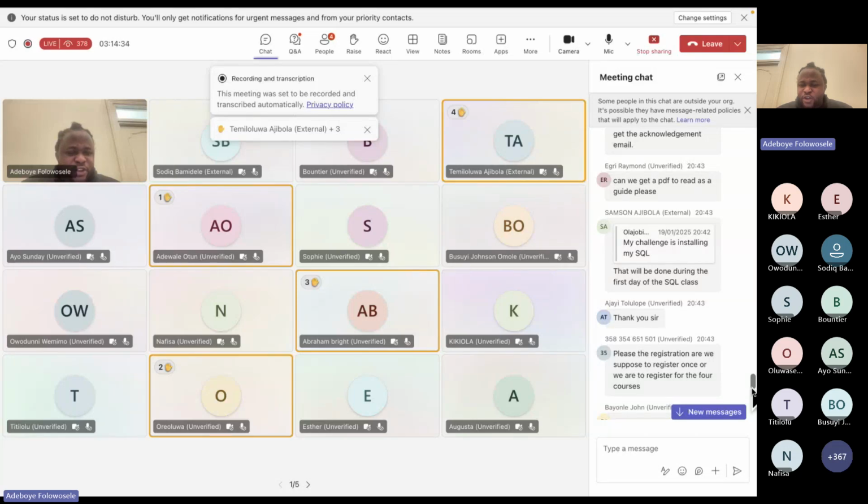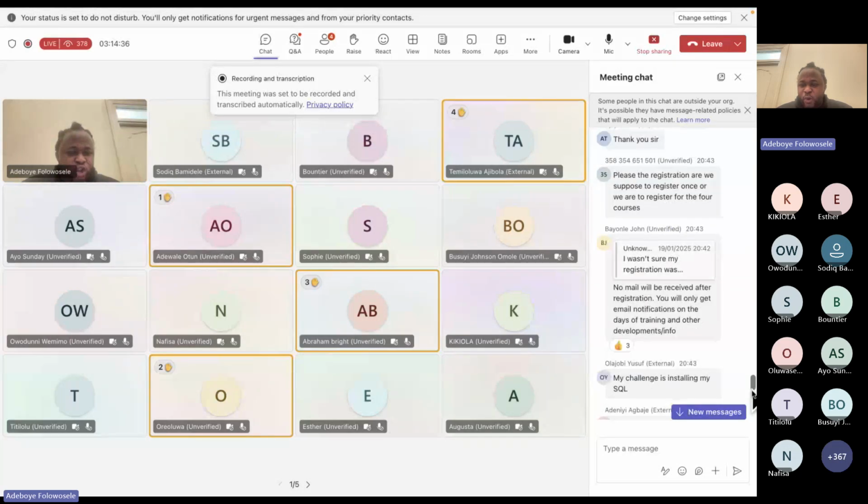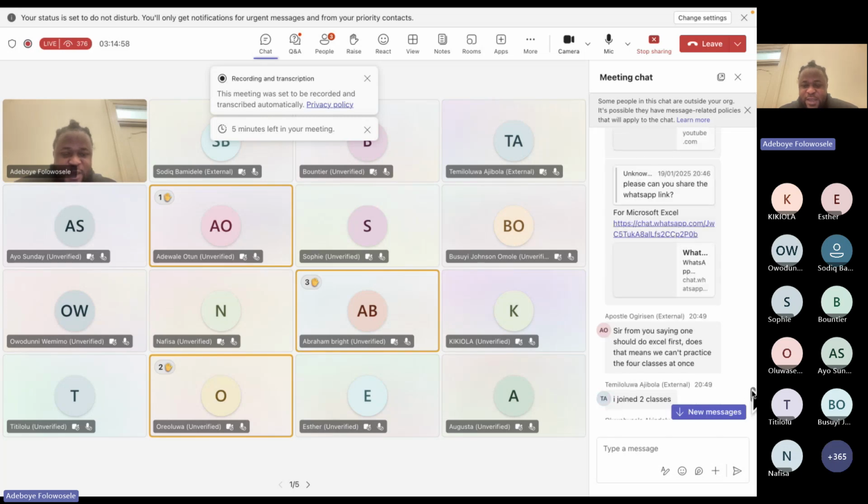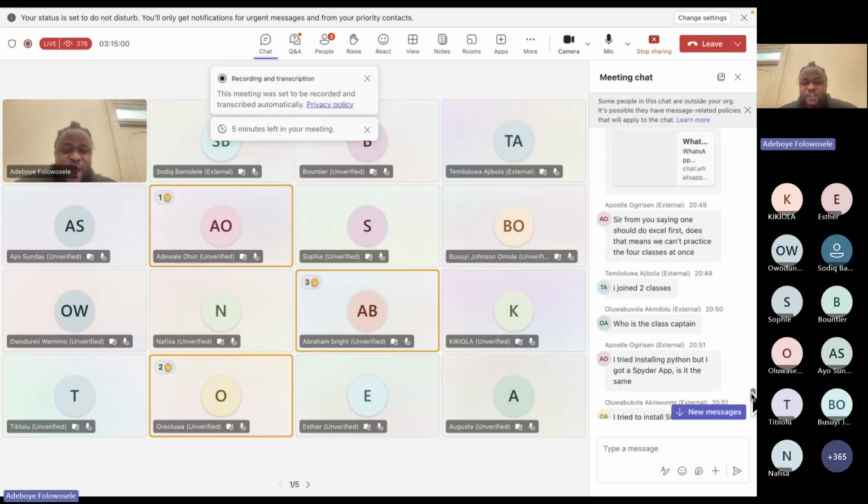So please, the registration, are we supposed to register once? No, that's why you can tick all the 4 courses. If you tick all the 4 courses, that means you have registered for the 4 courses. I think I've answered some questions. How many classes can we join at a go? It depends on you. Please confirm if a class at a go is advisable for this cohort. Like I said, it depends on you. If you can do all the classes, then it depends on you.